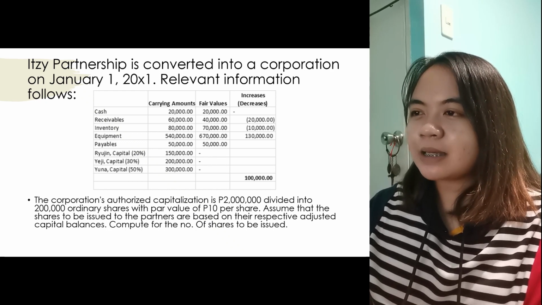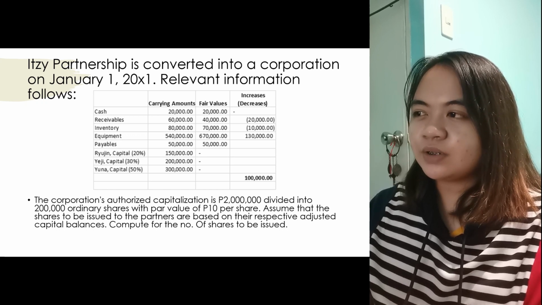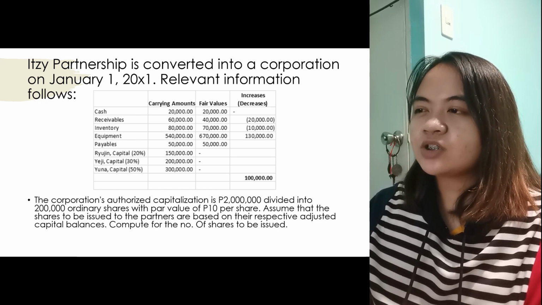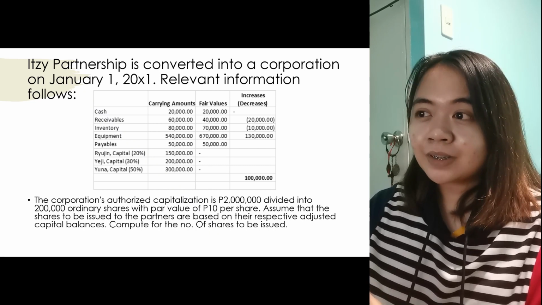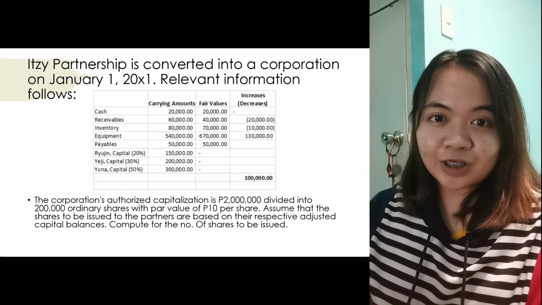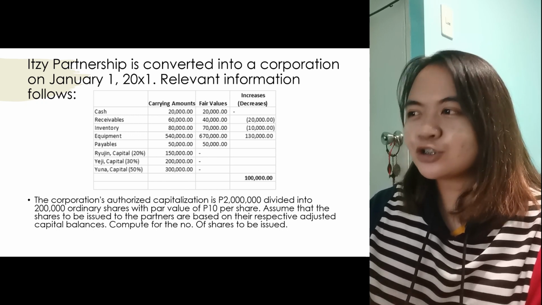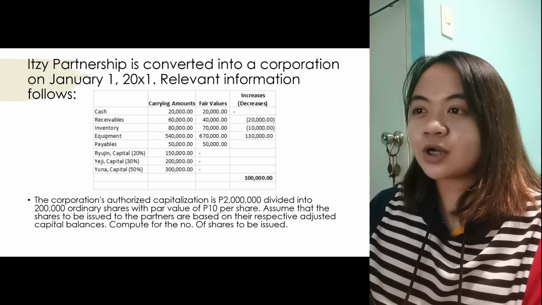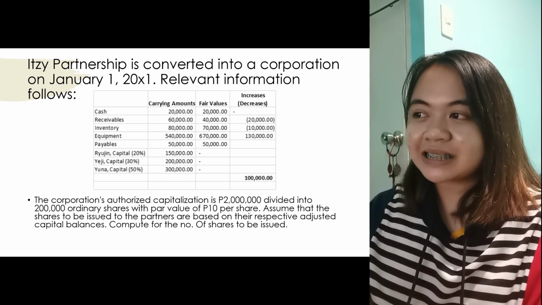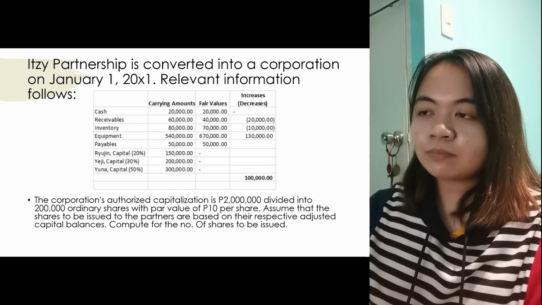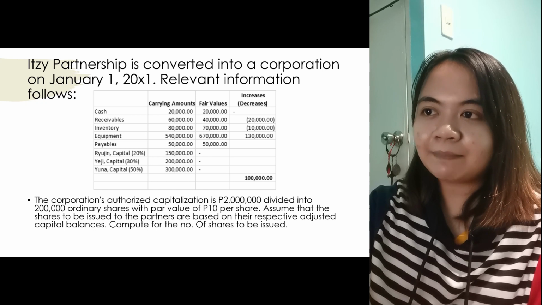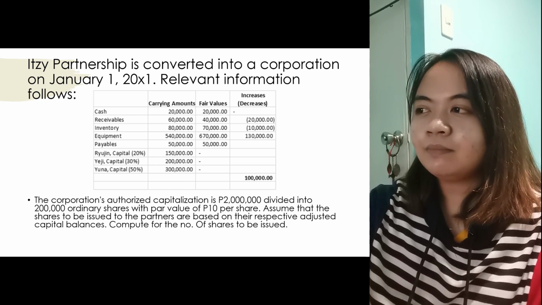The corporation's authorized capitalization is 2 million, divided into 200,000 ordinary shares with a par value of 10. So, this is actually written already in their articles of incorporation. Okay? That's the authorized. Assume that the shares to be issued to the partners are based on the respective adjusted capital balances. So, we have a condition. Compute for the number of shares to be issued, based on their respective adjusted capital balances.